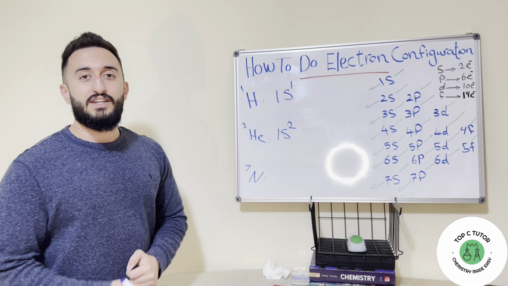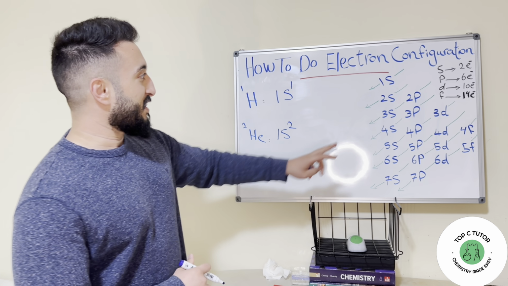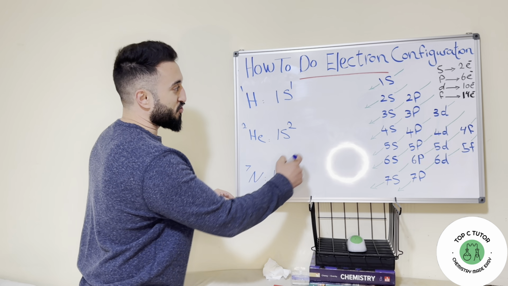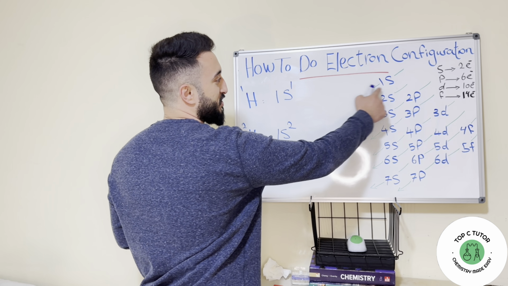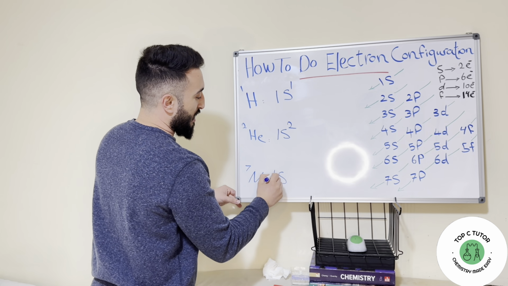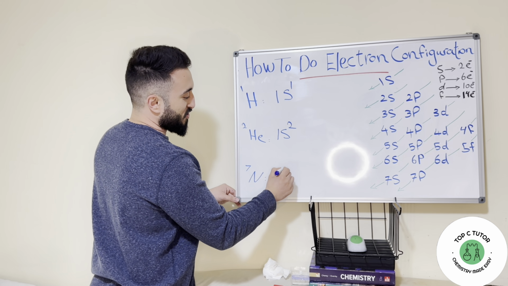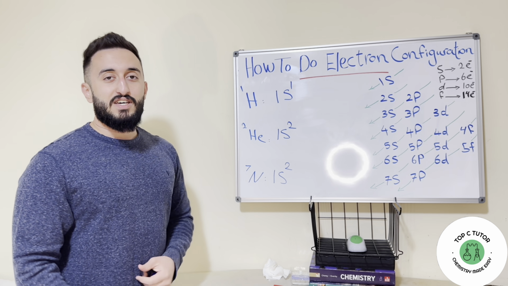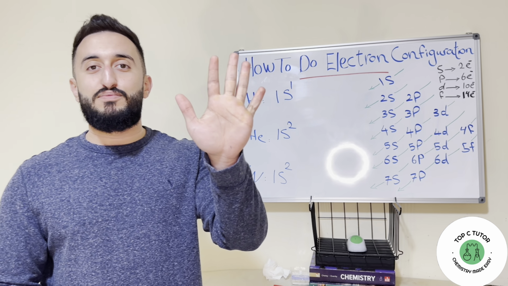Let's go to nitrogen, 7. The first room, as we know, is 1s. Let's go with the arrow. When the arrow finishes, we start from the next arrow. The next arrow has 2s, but before that, we should fill the 1s. 1s has 2. How many electrons are left from the 7? We still have 5 more to fill.